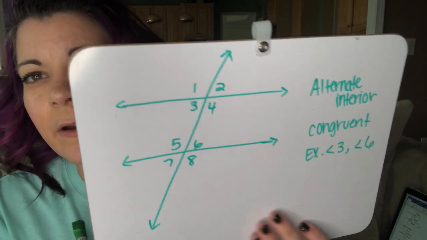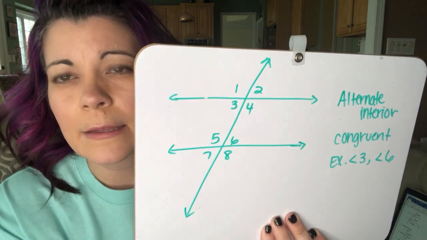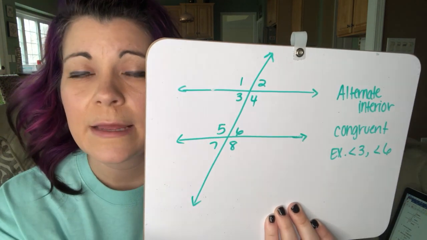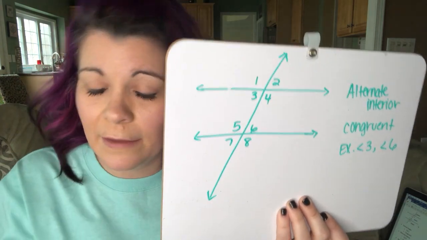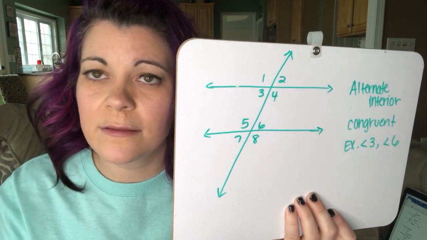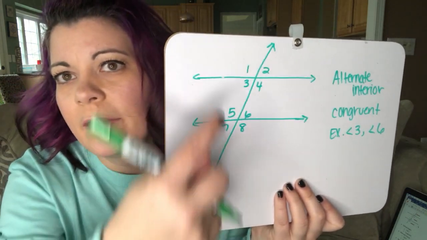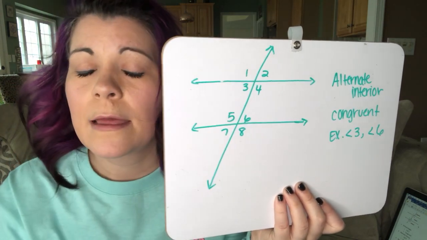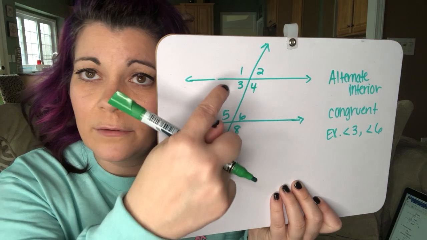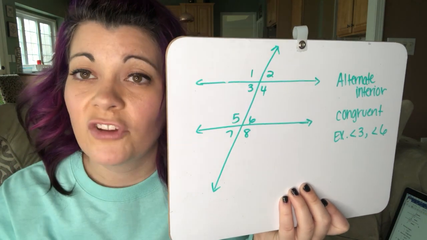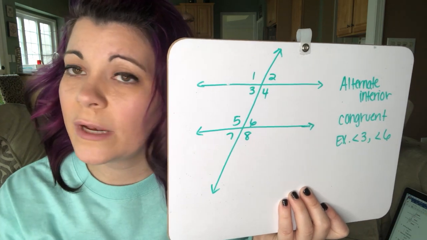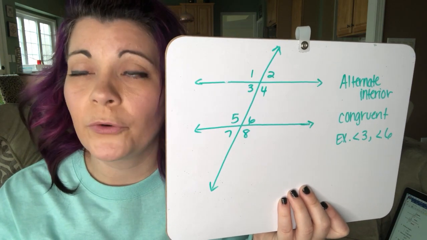So alternate interior, angle 3 and angle 6, they are inside the parallel lines and they are on opposite sides of the transversal, alternating. Like, think of something that alternates, okay? It goes up, down, so they have to be on the opposite sides of the transversal and they're alternating. So 3 and 6, 4 and 5 would also be alternating interior angles. So if I said 3 was 20, 6 would also have to be 20.